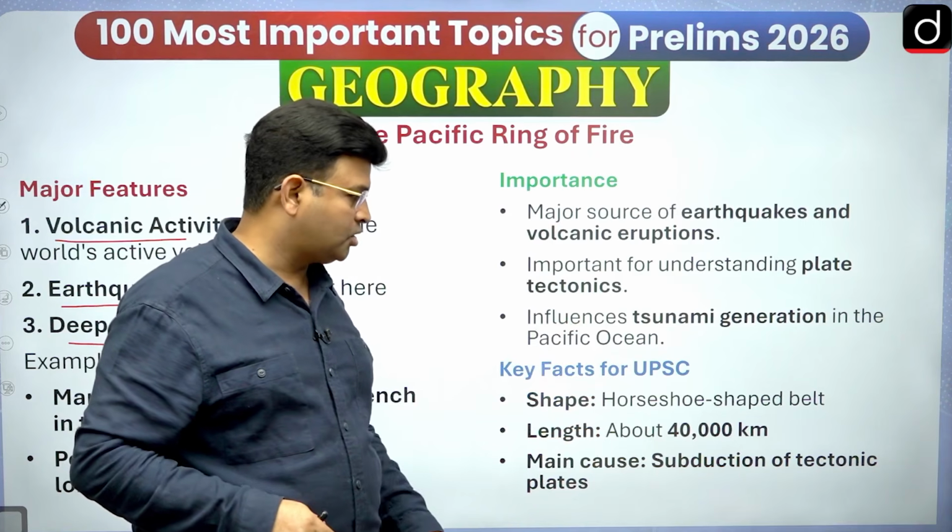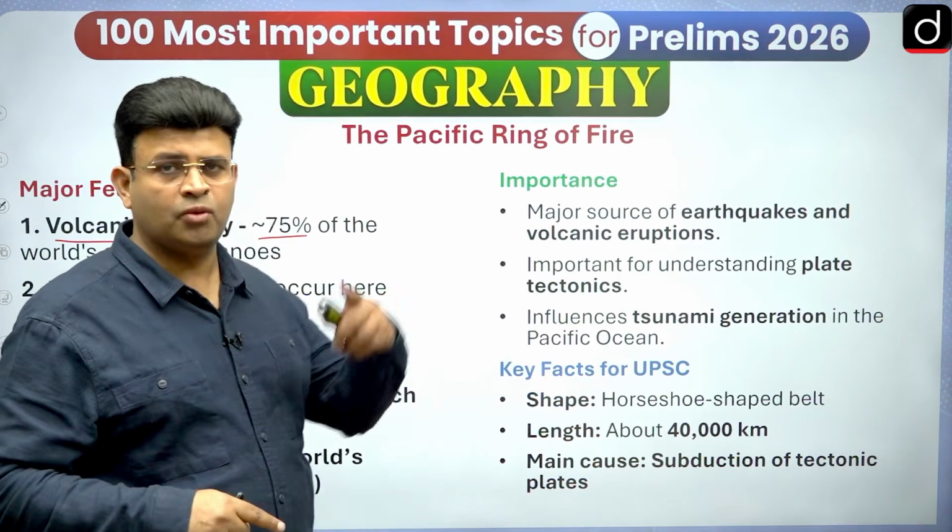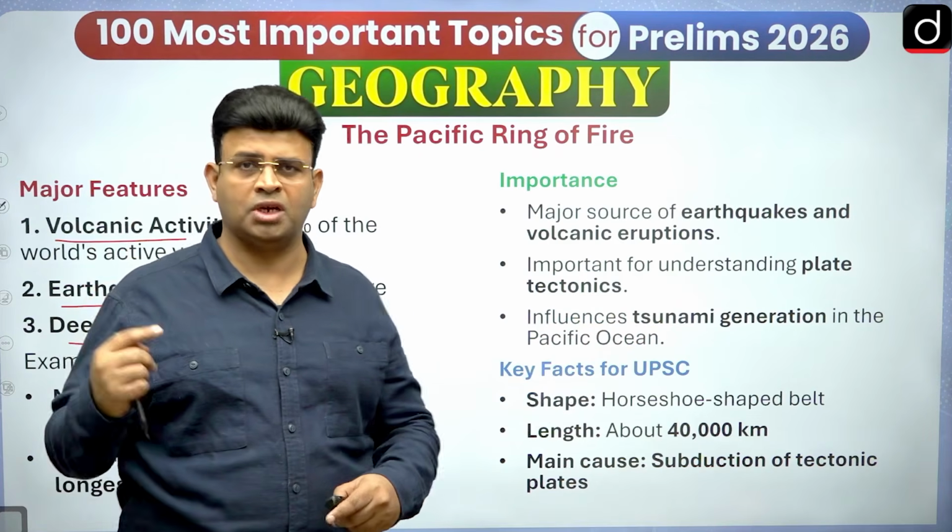This is the horseshoe-shaped belt, the Pacific Ring of Fire, about 40,000 kilometers in length, with subduction of tectonic plates: on one side ocean-continental and on the other side ocean-ocean.